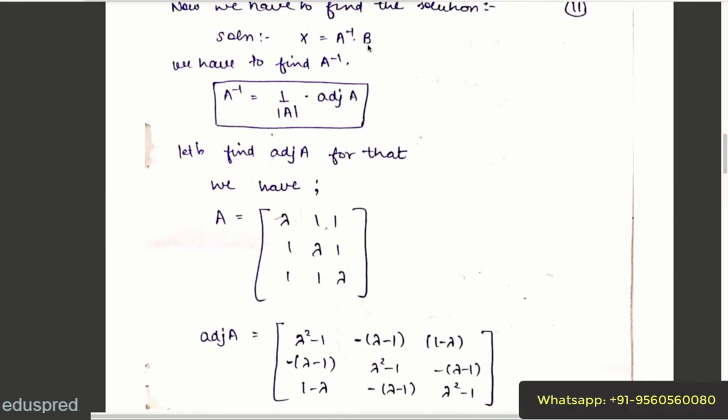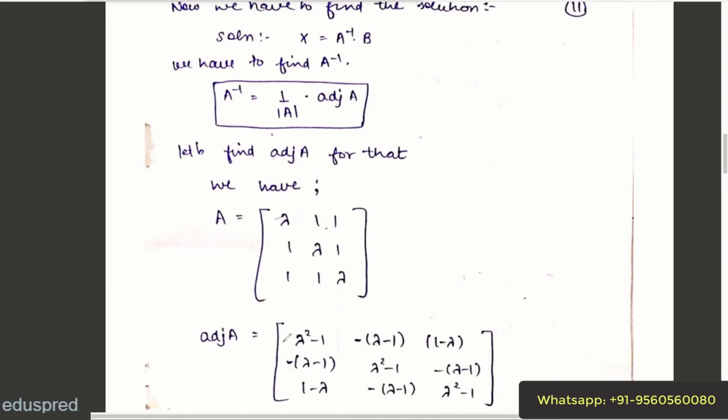We have X, we have B, but we do not have A inverse. So let's find that. As you must be knowing, A inverse is nothing but the adjoint of A divided by the determinant. Now, we have A as lambda 1 1, 1 lambda 1, 1 1 lambda. Now, how do you find the adjoint of A?